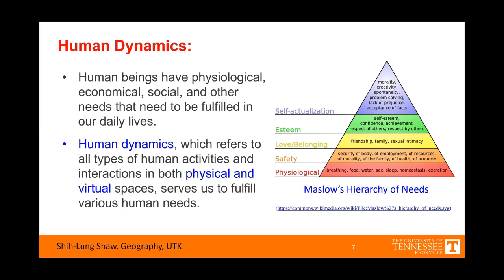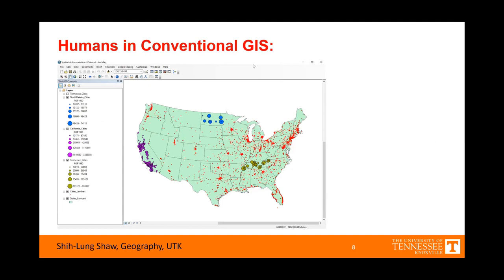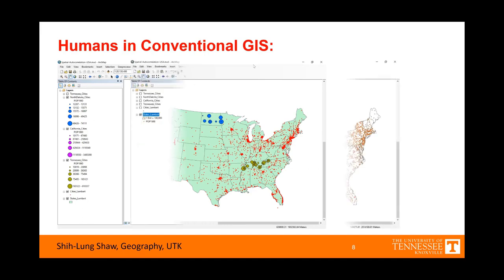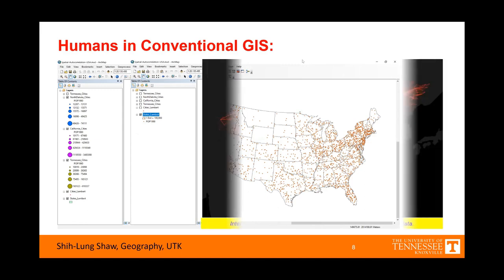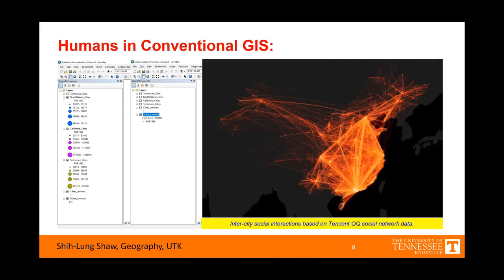So traditionally, humans in GIS are considered as numbers or attribute data in our database. We can create a semantic map showing the population distribution or a point density distribution for population across the continental US, or for interactions, we can show it as the flows between different locations in absolute space.